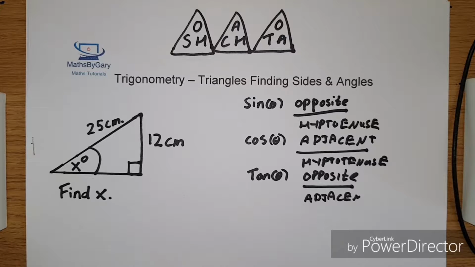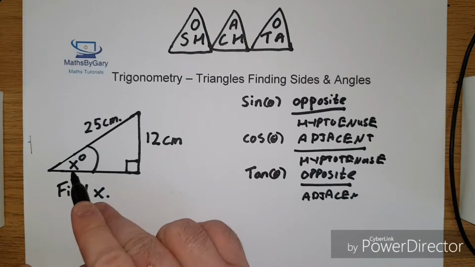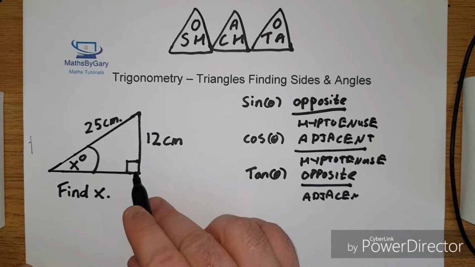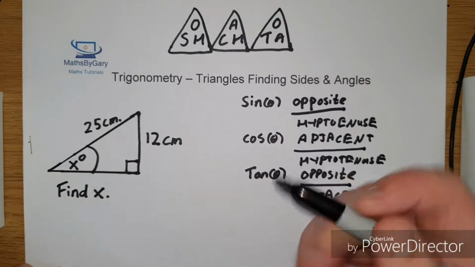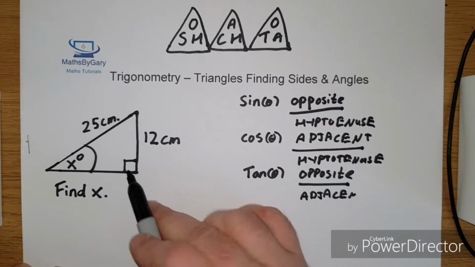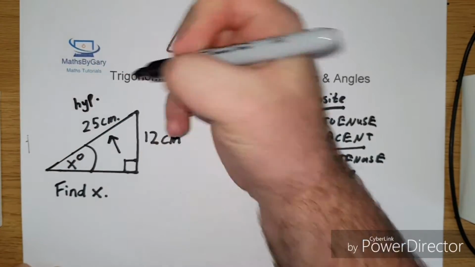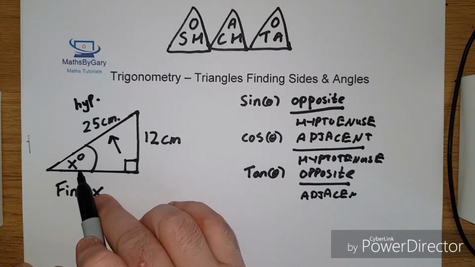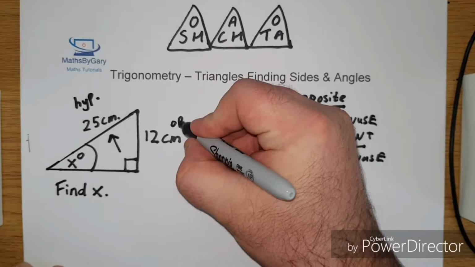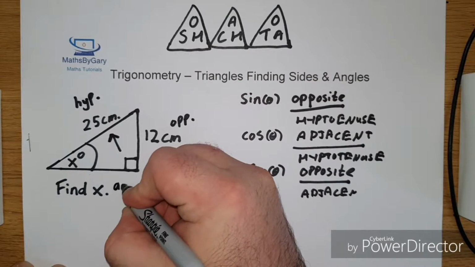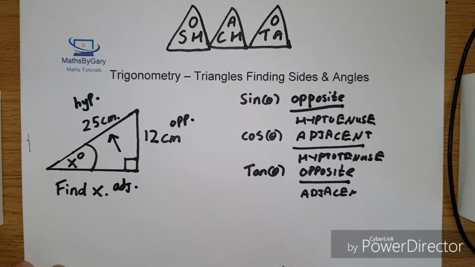In this example we want to find x. So x is an angle and we want to find the size of angle x. Straight away we know that we have a right angle here. So first of all we label the triangle. Across from the right angle we have HYP, our hypotenuse. Across from the given angle is OPP, the opposite, and we're left with the adjacent, ADJ. So this is just short for hypotenuse, opposite, adjacent.